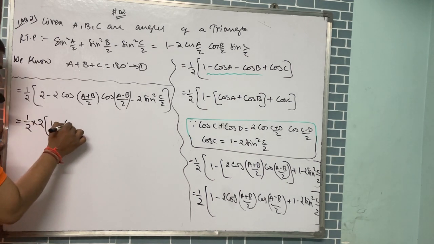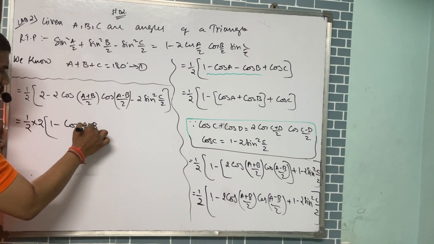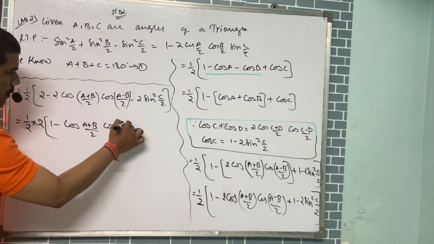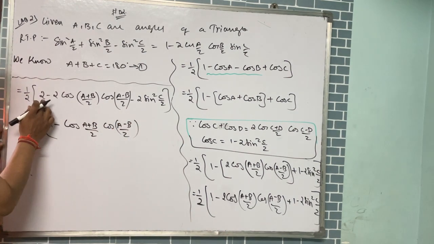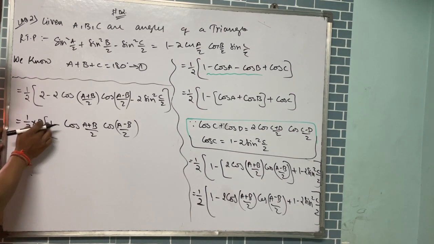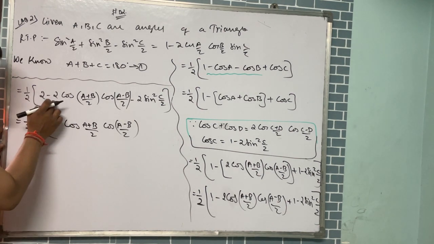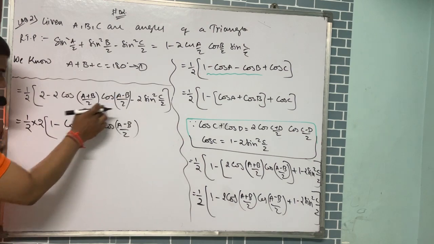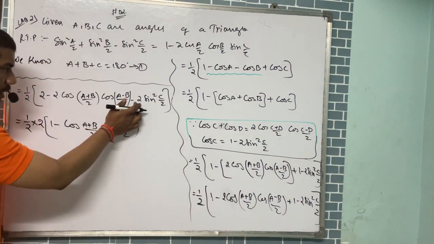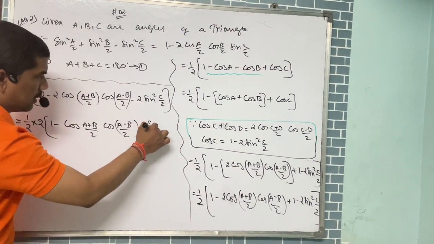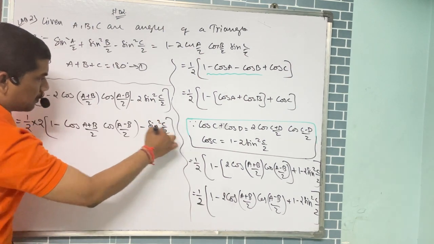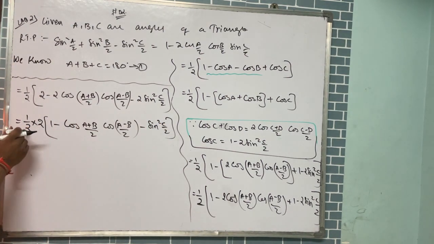1 minus cos A plus B by 2, cos A minus B by 2. See, this 2 came out. So in place of 2 I should write 1. This 2 came out. So along with this, these all terms are there. So I wrote as it is. This 2 came out. So I should write only sin square C by 2. Okay? Now in the next step, 2 cancel.